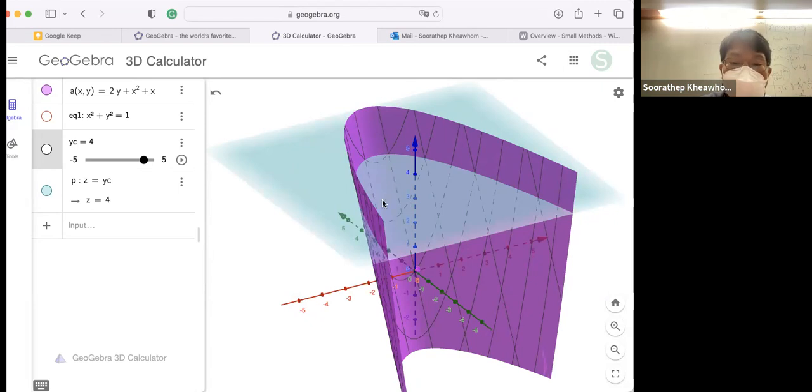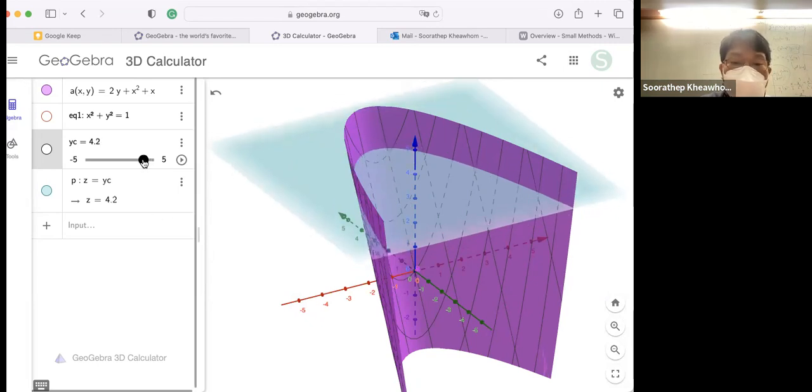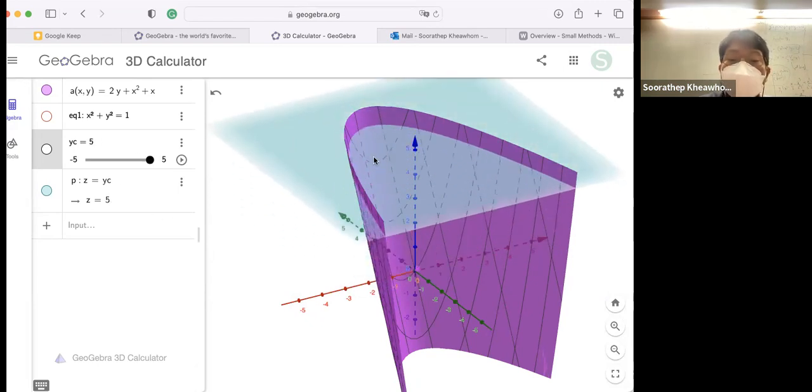Okay, but all the points on the plane have the same objective function, though only the points at the intersection belong to the surface of our objective function.